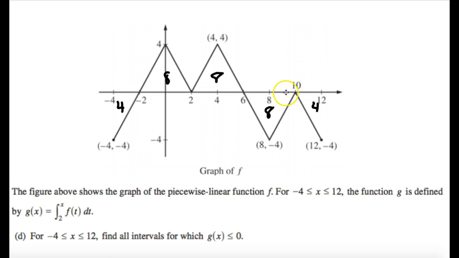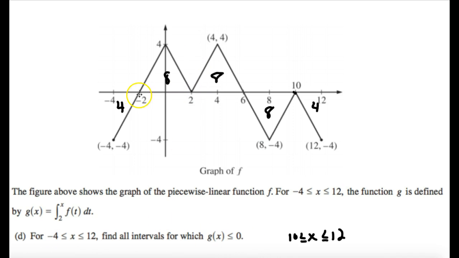Then I accumulate negative area to here, which actually 8 and -8 cancel out. So right here, I'm at a total area of 0. Okay, g of 10 would be 0. But then I accumulate more negative area. So only from 10 to 12, if I'm thinking about going in the positive direction, is g negative. So let's say x is between 10 and 12.